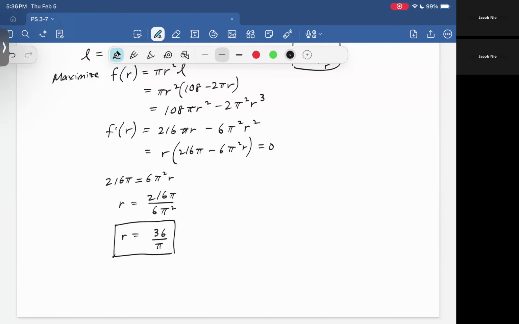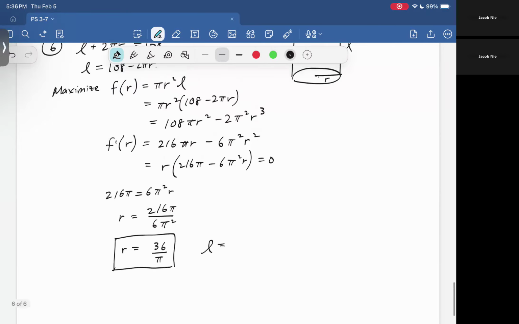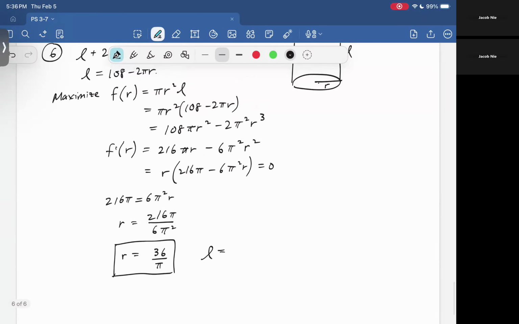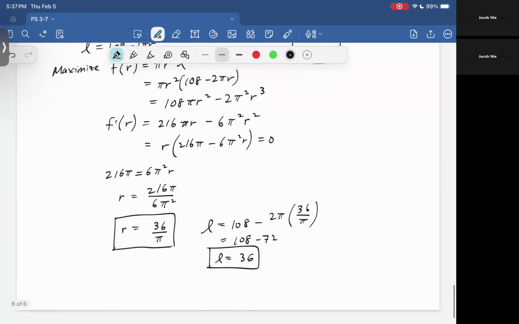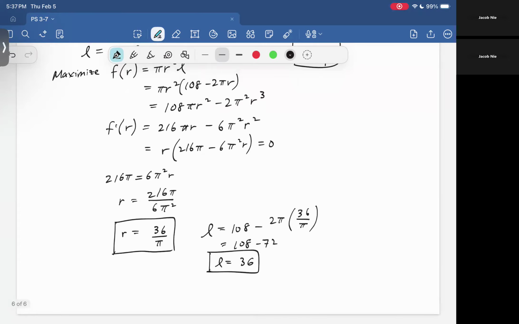Okay, that will mean that L equals 108 minus 2 pi r, 108 minus 2 pi times 36 over pi, which is 108 minus 72, which is 36. Great. Finally, as a last step, we want to check the second derivative, make sure that this is a maximum.